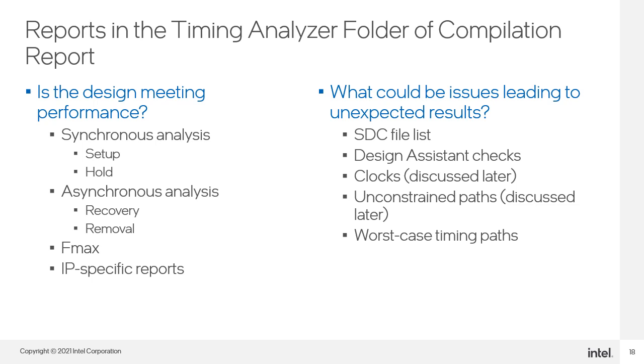There are reports that get generated by default to summarize if the design is meeting the timing performance you specified in the SDC file. There are a number of reports to consider so that you know what could be causing the unexpected results. I'll go over a number of these different types of reports in the following slides.